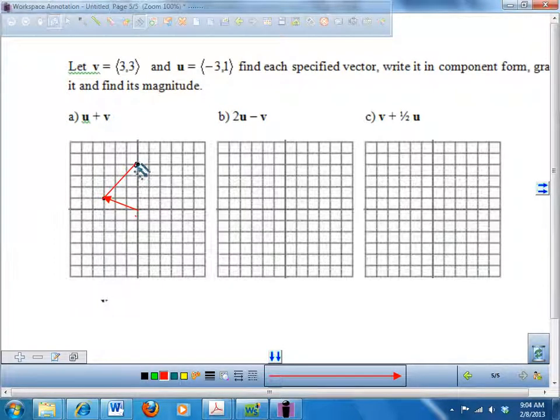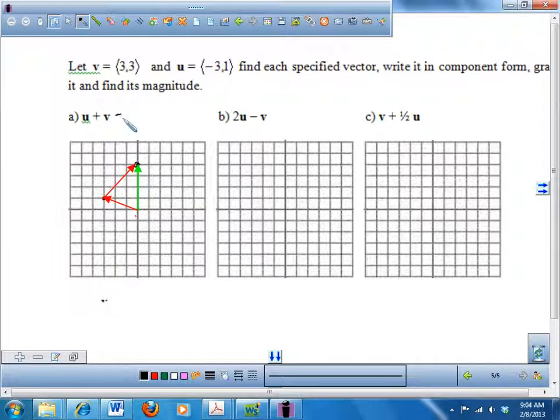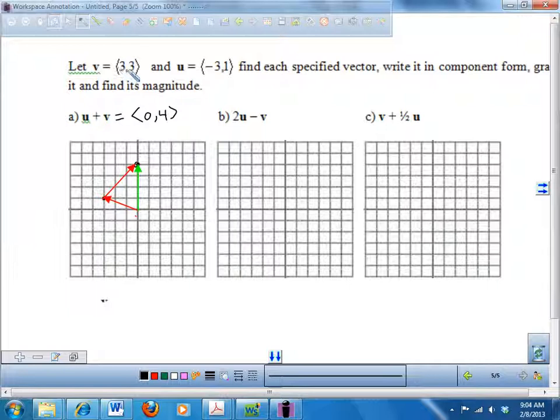Okay. And you can see that the resultant vector is, this is called the resultant vector, this one right here. If I went over 3 and up 1, and then over 3 and up 3, the net effect is that I'm going straight up how many? 4, right? And so u plus v must be equal to 0, 4, right?